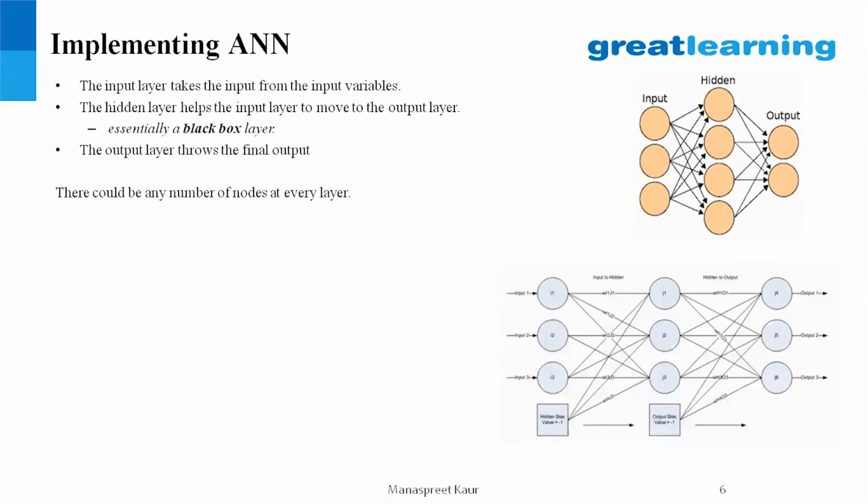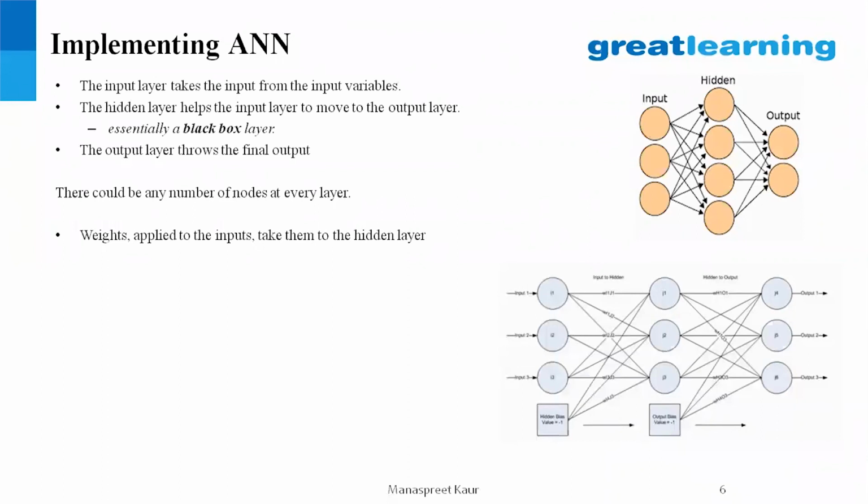So what I'm trying to show here is that there could be any number of nodes present at every layer, and then there are weights that are applied to the inputs that take them to the hidden layer. So if you see in the diagram below, there are 3 inputs, 1, 2, 3, and then there are some weights which are applied to each of the inputs when it is being taken to the hidden layer. So each input variable with some weight applied will go to each neuron in the hidden layer.